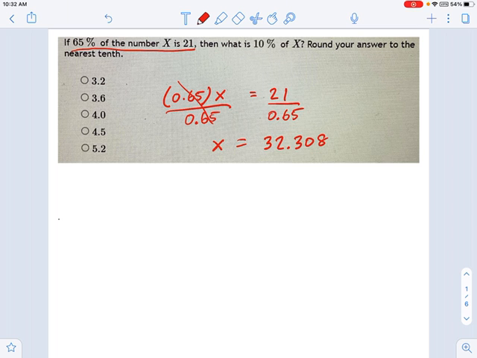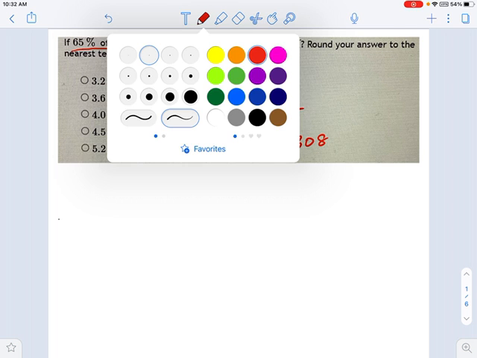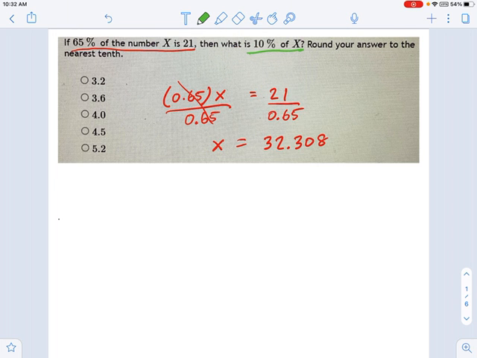Great. So what is 10% of x? Well, that's the next step. 10% of x just means you take literally 10% and you multiply it by x. Okay, well that's going to be, I have so many parentheses here. That's going to be 0.10 times 32.308. Okay, which equals 3.2308, like that. And oops, looks like my original estimate that 3.2 was too low.